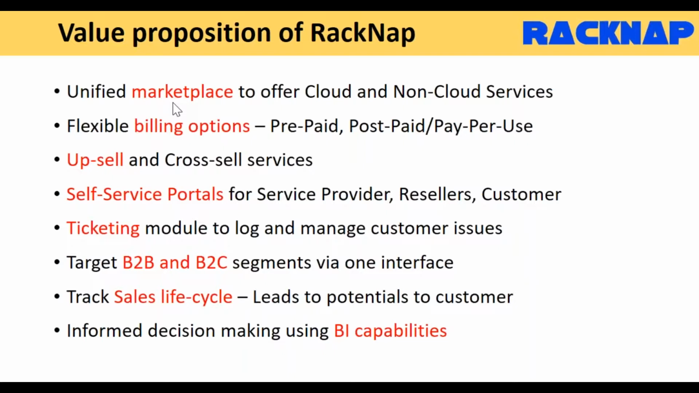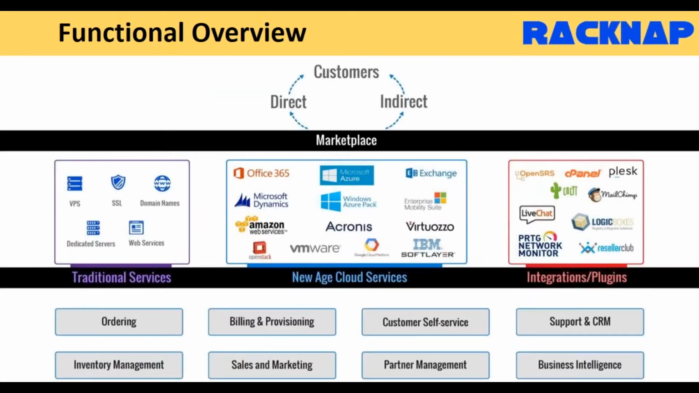Then RackNav also caters to two different models, like a B2B model where you can sell to channel partners, and then they can sell to end customers. And then B2C is from an end customer standpoint. The sales life cycle can be tracked, and there are BI capabilities for the management team to understand how the business is doing. So all that I said so far is visually represented here as a functional overview, right?